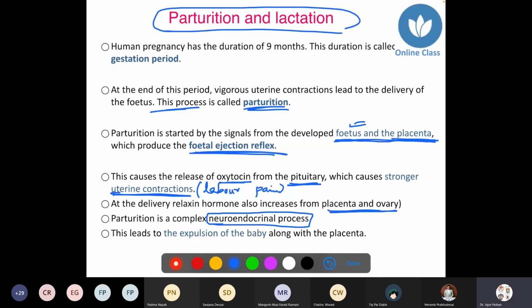Okay, everybody understood what is parturition? Any doubts? Any doubts, students? Come on, respond.